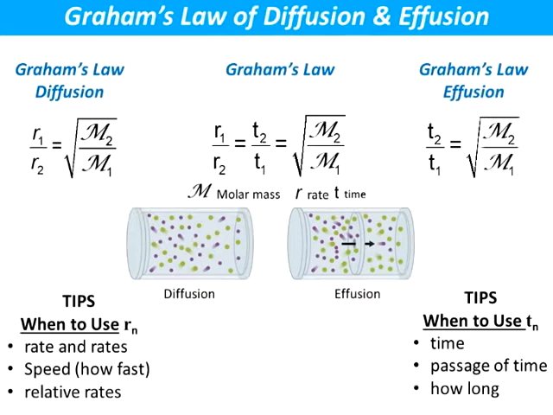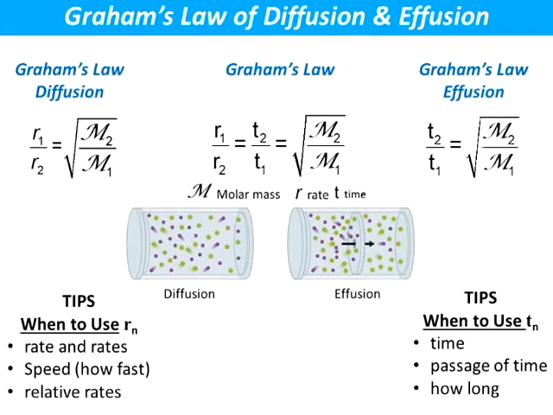A tip on when to use this one. When you hear terms like rate or rates, or you hear speed, or the problem is talking about how fast, or you hear some indication of relative rates, then you would use the R1 over R2 equals square root of molar mass 2 over molar mass 1.